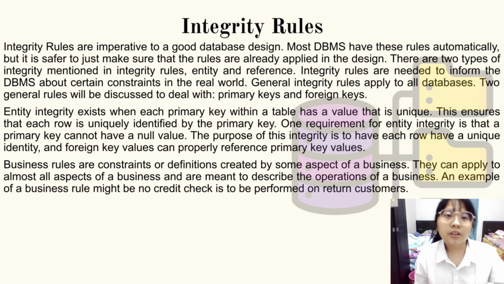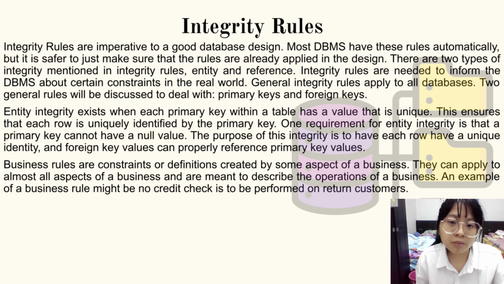The next part is that integrity rules are imperative to a good database design. Most database management systems apply these rules automatically, but it is safer to make sure that the rules are already applied in the design. There are two types of integrity mentioned in integrity rules: entity and referential. Integrity rules are needed to inform the database management system about restrictions in the real world. General integrity rules apply to all databases. Two general rules will be discussed, dealing with primary key and foreign key.